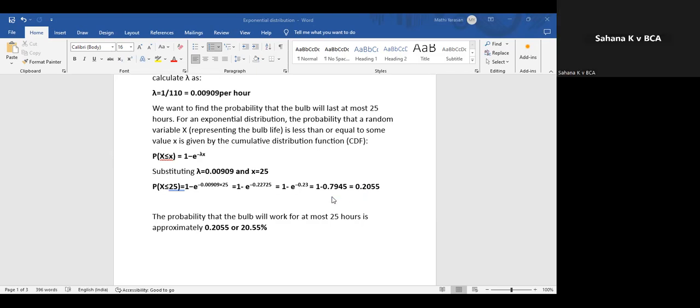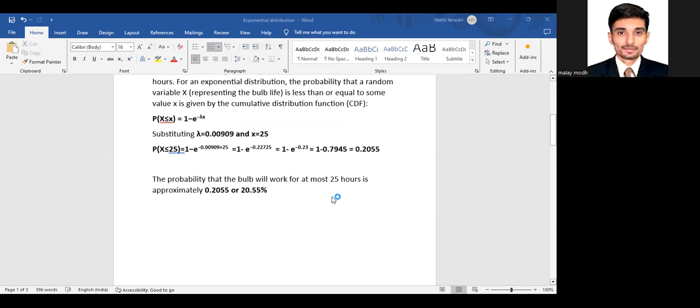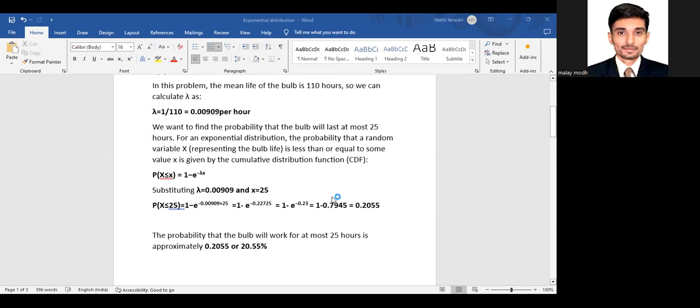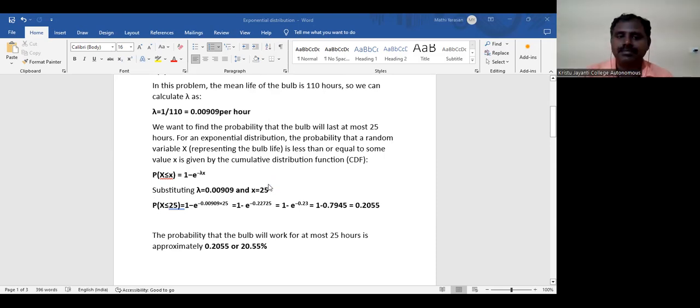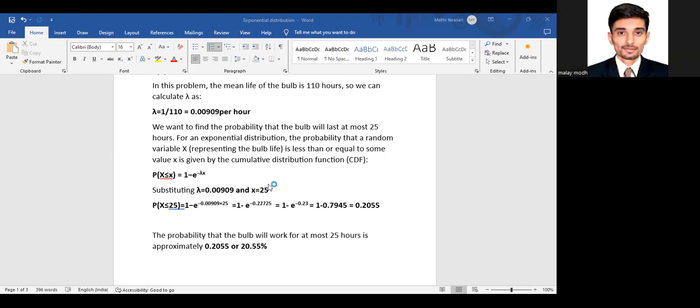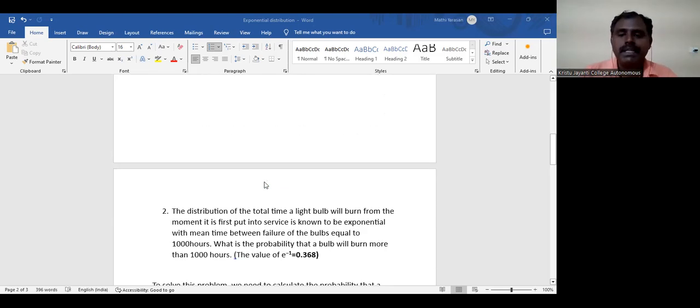Yes, sir. So, sir, this formula we have to change according to the question, right? Like here you have mentioned at most. Yeah. I will tell, sir. Another problem is also there, they asked one more one. That problem I will tell you. That time you will get the difference between this one and that one. Okay. So now we will move into the next problem.